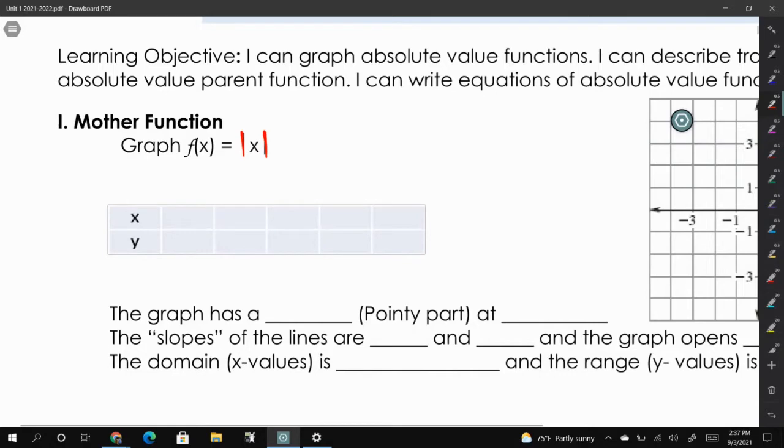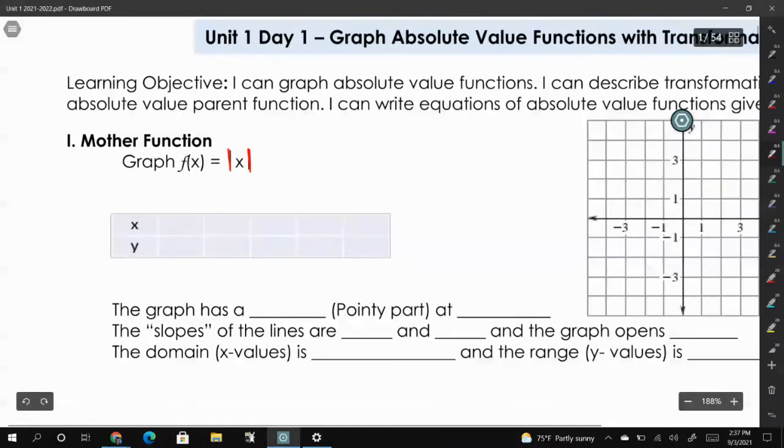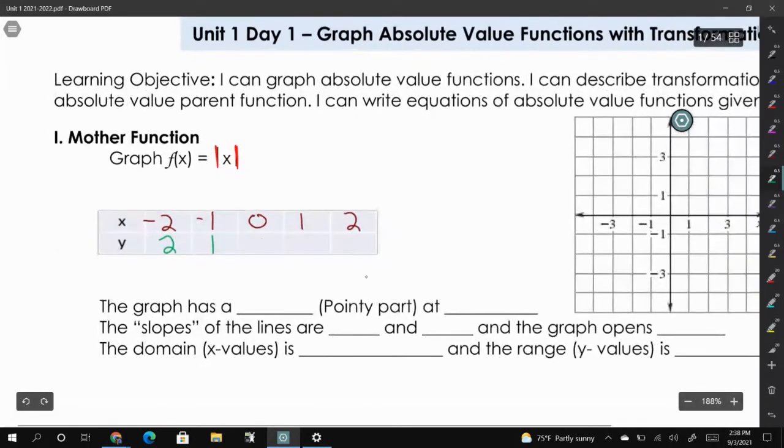So what we're going to do is draw a graph of the mother function or parent function, and our x values are going to be -2, -1, 0, 1, and 2. Our y values, well, the absolute value of -2 is 2. The absolute value of -1 is 1. The absolute value of 0 is 0. The absolute value of 1 is 1. And the absolute value of 2 is 2.